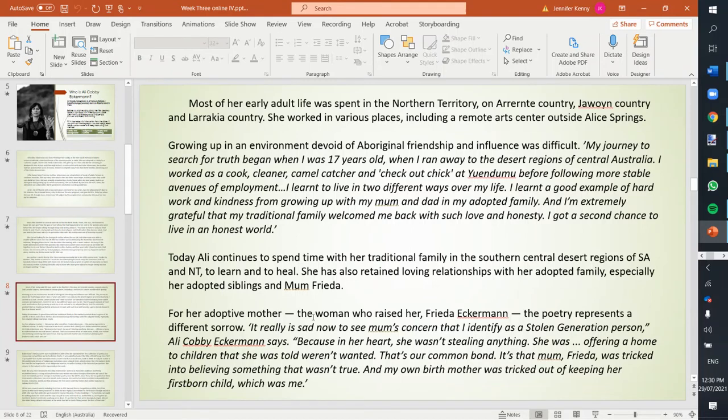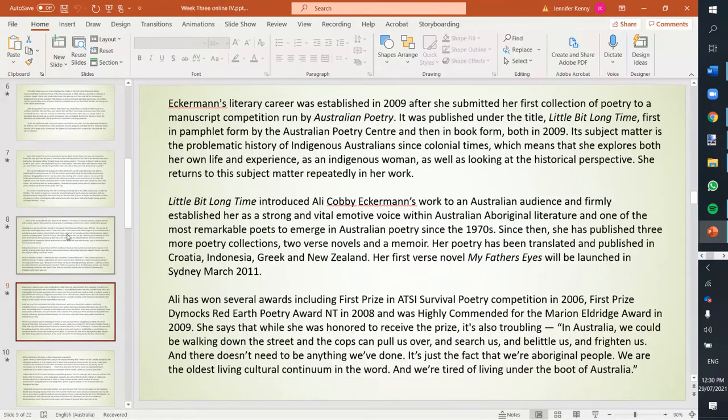For her adoptive mother, the woman who raised her, Frida Eckermann, the poetry represents a different sorrow. It really is sad now to see Mum's concern that I identify as a stolen generation person, Ali Cobby Eckermann said, because in her heart she wasn't stealing anything. She was offering a home to children that she was told weren't wanted. That's our common bond. It's that Mum, Frida, was tricked into believing something that wasn't true, and my own birth mother was tricked out of keeping her firstborn child, which was me.